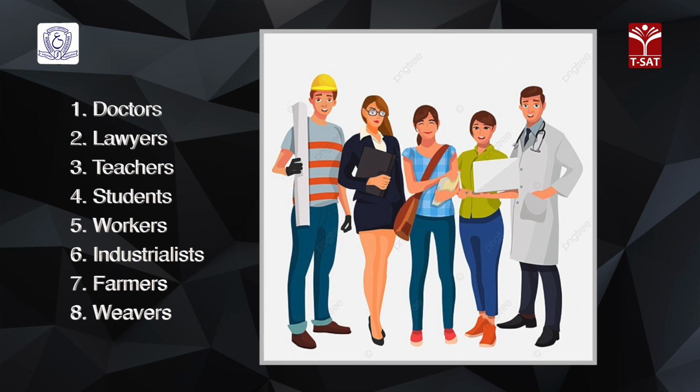In other words, they contribute to the integration of society. For example, we find that people have different types of occupations and perform different types of activities. There are doctors, lawyers, teachers, students, workers, industrialists, farmers, weavers, etc. Though all these activities are different, they are all needed for the functioning of the society. Therefore, they can be viewed as separate parts which work together in order to integrate the society.